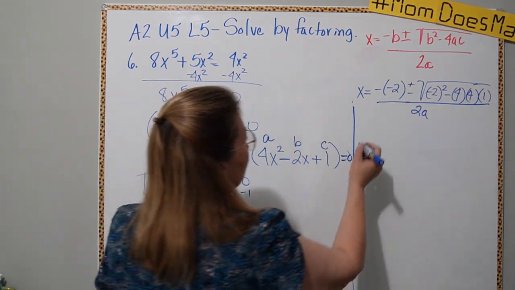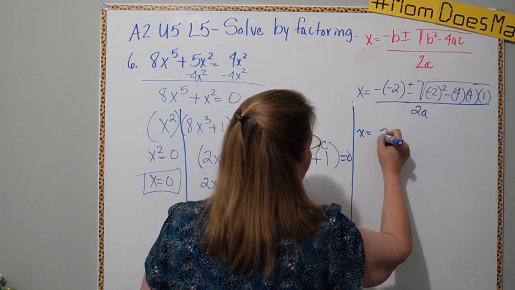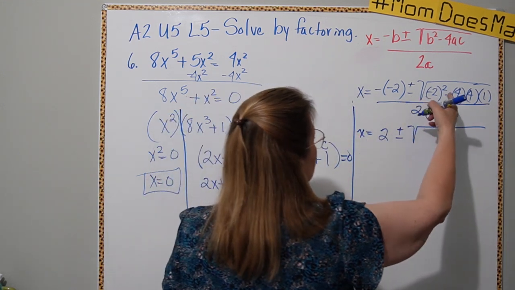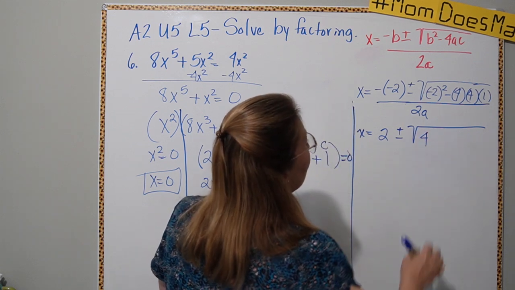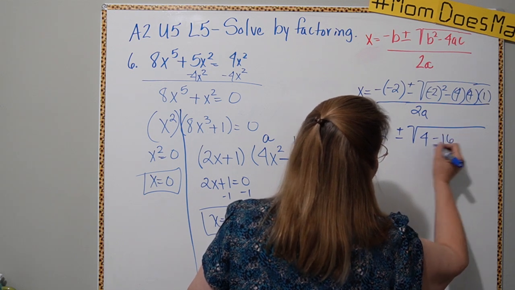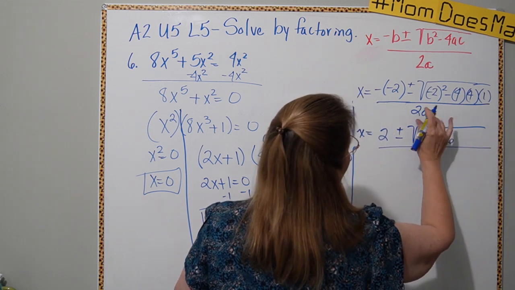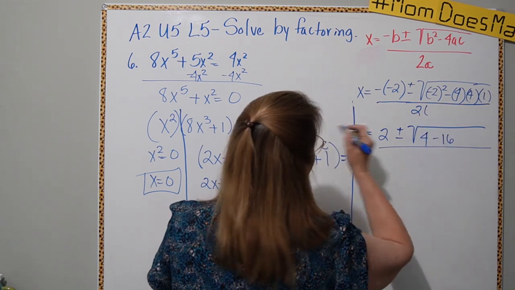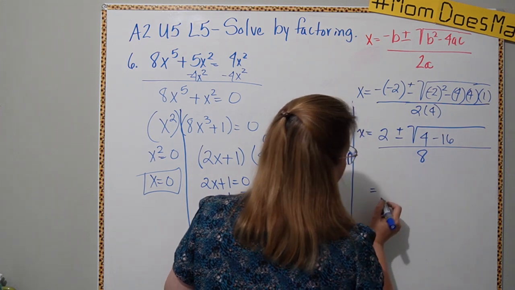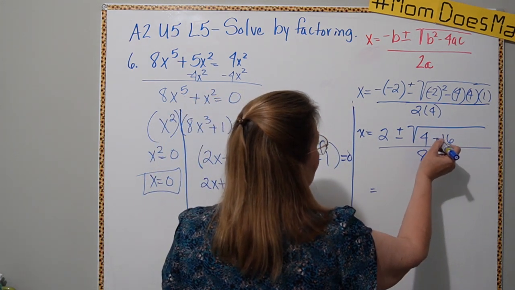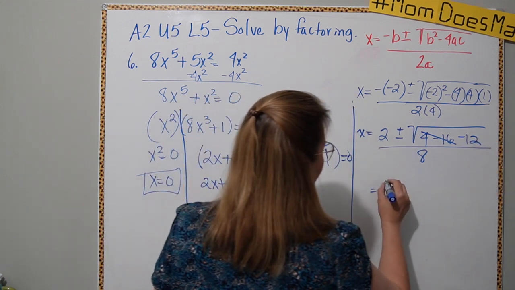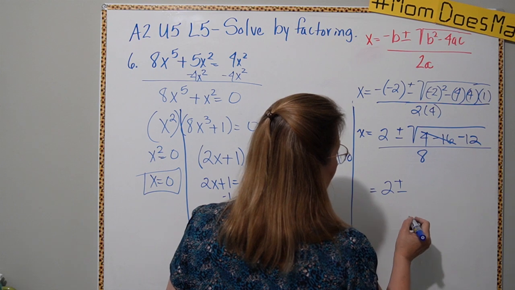Okay, so let's clean it up. I have x equals negative of negative is positive 2, plus or minus, underneath the square root, negative 2 squared is 4. And 4 times 4 is 16, times 1 is 16, so now I have 4 minus 16 all over, and this a, I didn't fill that in. The a was 4, so on the bottom I have 2 times 4, which is 8. And we are still cleaning up. What is 4 minus 16? That's negative 12. So now I need to find the square root of negative 12.